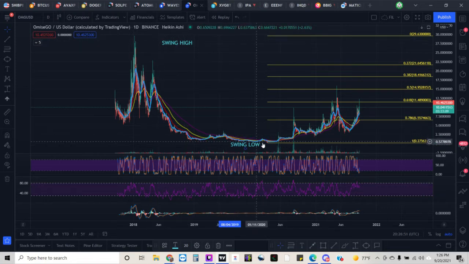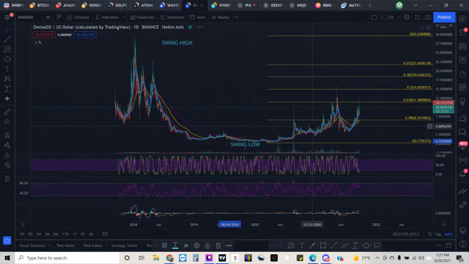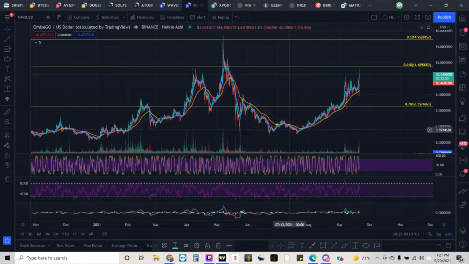Find the swing high, find the swing low, map the Fibonacci retracement extension tool from the swing low to the swing high if you're trying to map for the price going up. If you're trying to map for the price going down, you map from the swing high to the swing low, opposite. So now with that, when we zoom into the 4 hour, and we find the swing high and the swing low.